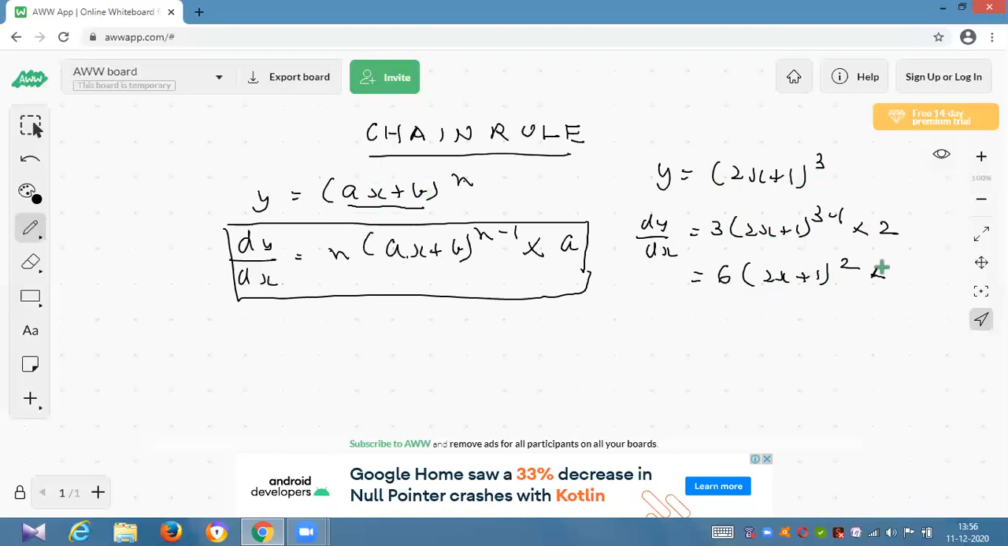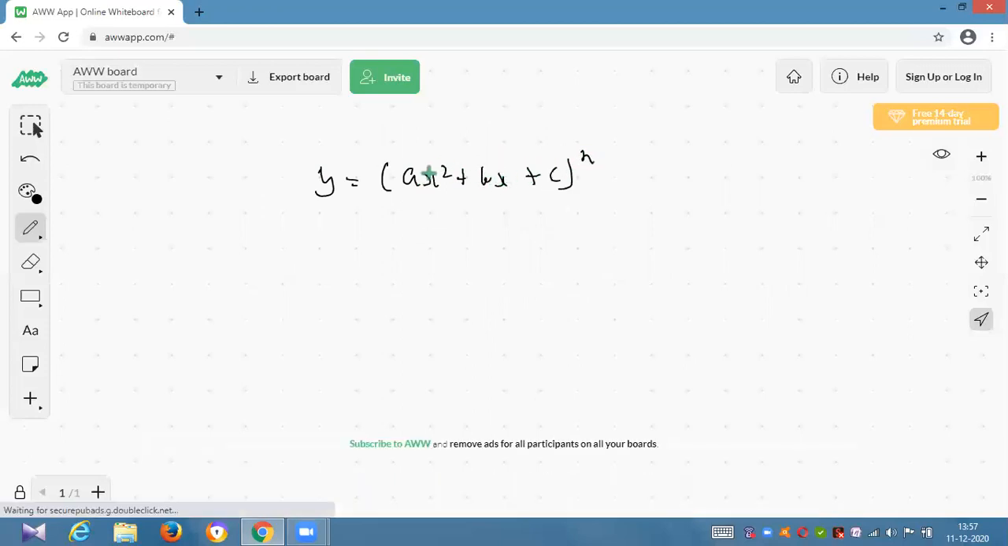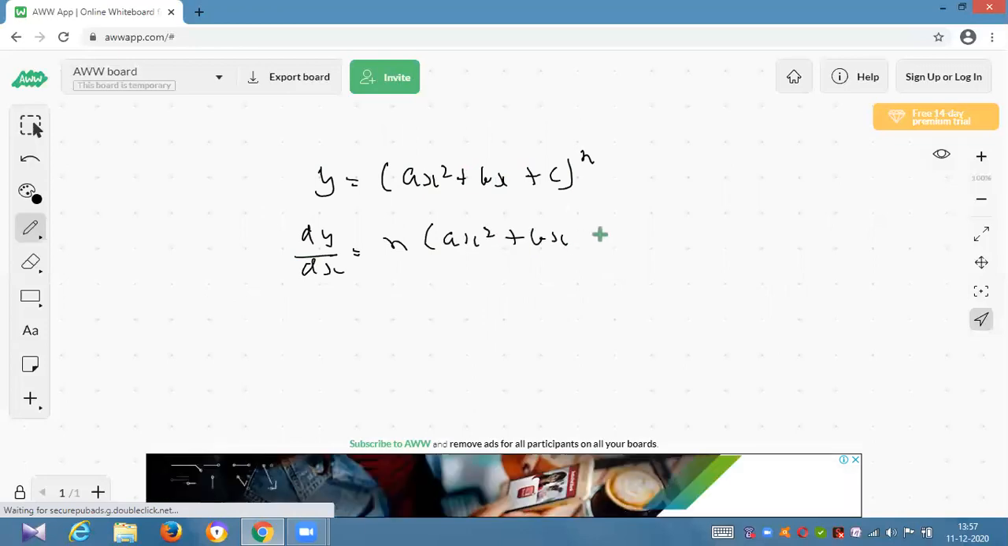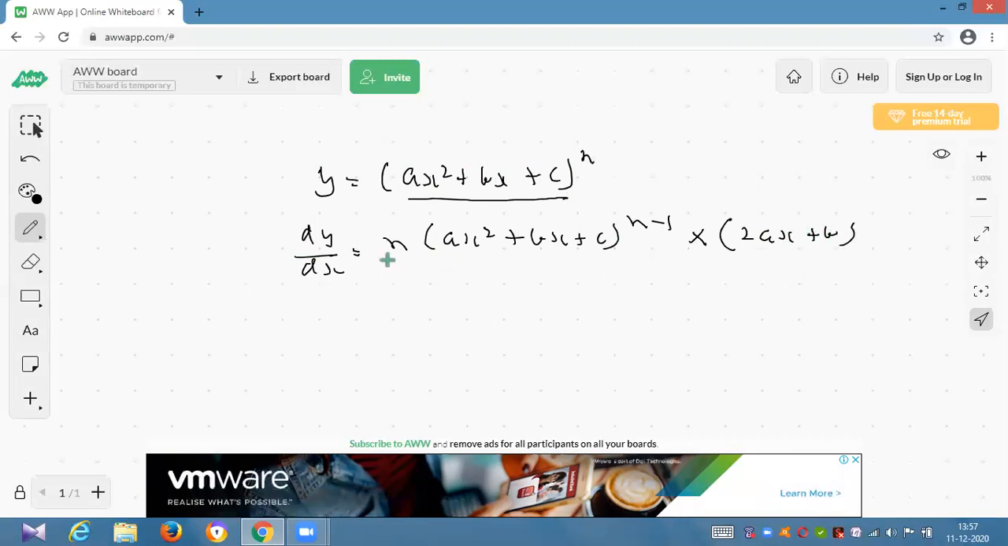So the chain rule can be extended to polynomial form, to the quadratic form. That means if y is equal to ax square plus bx plus c to the power n, which is a quadratic form, my differentiation rule remains the same. It is n into ax square plus bx plus c to the power n minus 1, into again the differentiation of the thing given in the bracket, which is 2ax plus b. This gives me the form of differentiation of a quadratic expression raised to a power n using the chain rule.